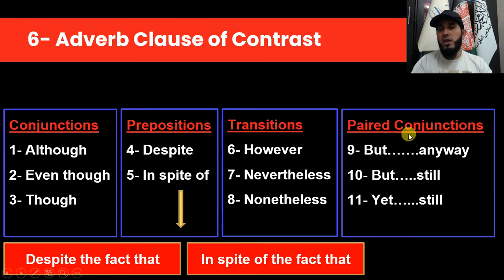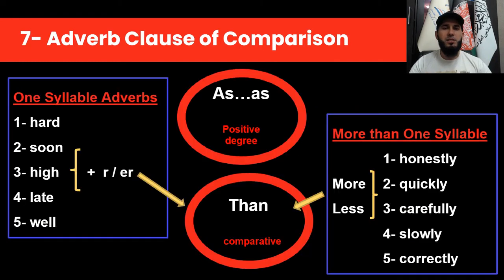Pair conjunctions: but anyway, but still, yet still. His life wasn't in danger over here, but he left the country anyway. His life wasn't in danger, but he still left the country. His life wasn't in danger, yet he still left the country. So that's how you can use these paired conjunctions.